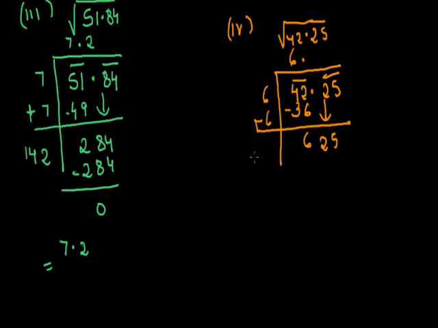Here 6 plus 6, that is 12. After 12, I have to insert a number which should also be the next term of the quotient. So 125, 5s are 625. Carry out the subtraction. The remainder is 0. So the square root is equal to 6.5.